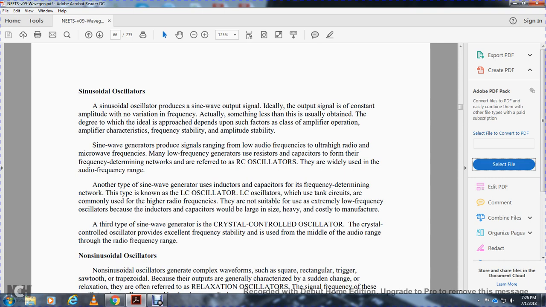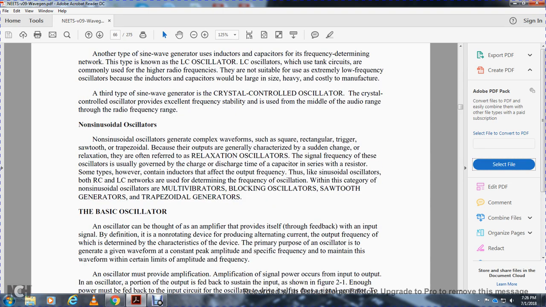The third type of sine wave generator is the crystal controlled oscillator. The crystal controlled oscillator provides excellent frequency stability in the middle of the audio range and through radio frequency ranges. Non-sinusoidal oscillators. Non-sinusoidal oscillators generate complex waveforms such as square, rectangular, trigger, sawtooth, or trapezoidal. Because the output is generally characterized by sudden changes, they are often referred to as relaxation oscillators.